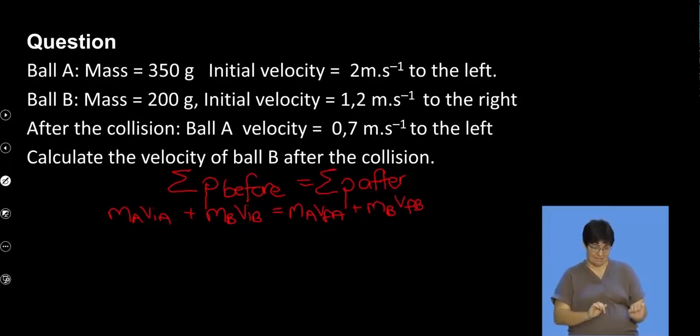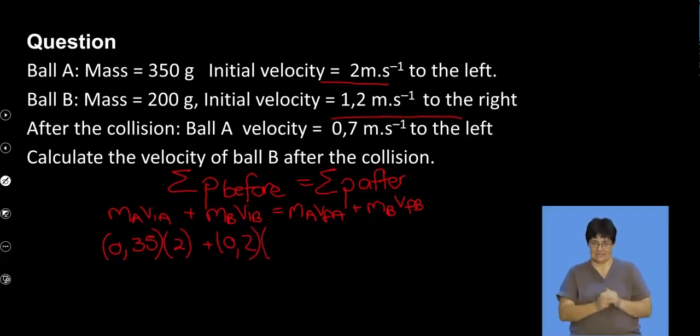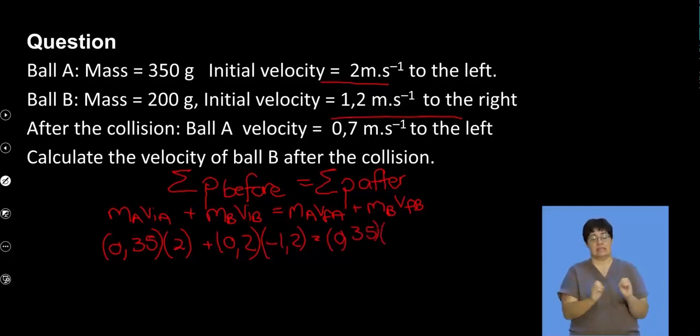Now we substitute in. We've done the science, actually. So, 0.35. A was going to the left initially, so that's positive 2. B is 0.2. It was going to the right, so it's negative 1.2. Afterwards, A's mass hasn't changed. It's still going to the left, so it's still a positive 0.7. And I know the mass of B. I just don't know the velocity.